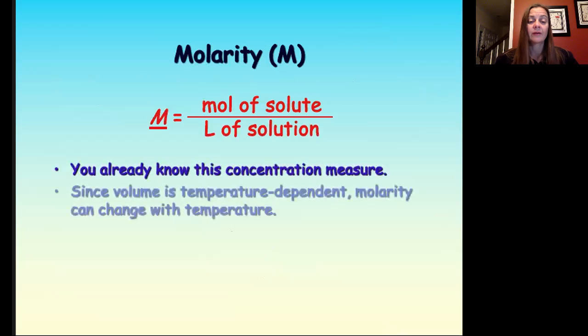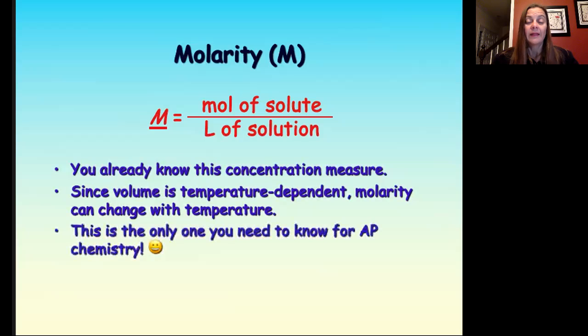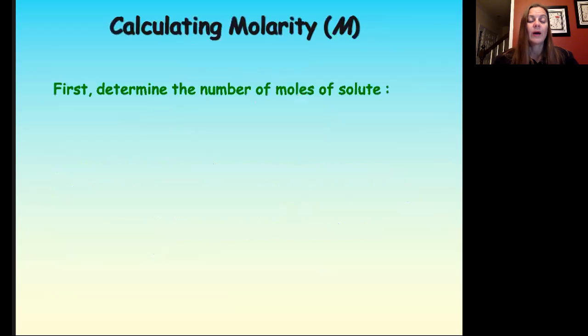Just a quick reminder that because volume is temperature dependent, molarity can change with temperature because that bottom piece, the liters of solution, may change. This is the only unit of concentration you need to know for AP chemistry. So molarity, moles of solute per liter of solution. You have to be able to calculate molarity.